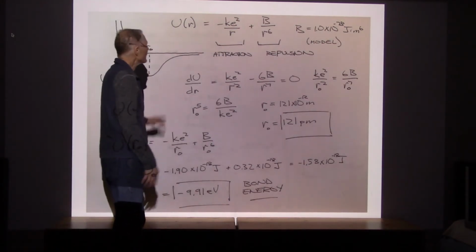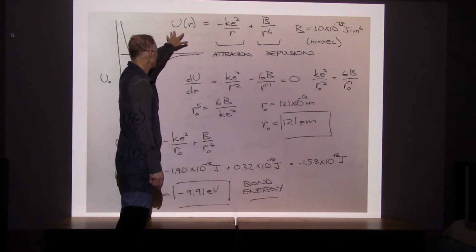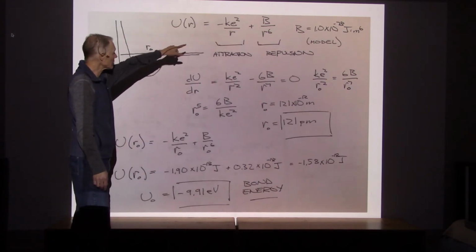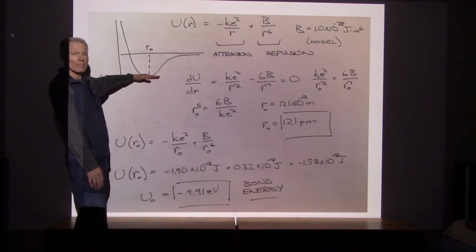So what we can do, we can play around with this a little bit. This tells us how much energy there is as a function of R. What we would like to do is, given that model, where does the energy minimize?